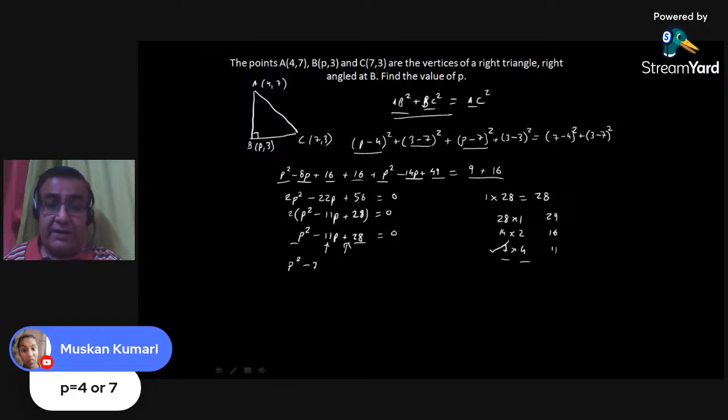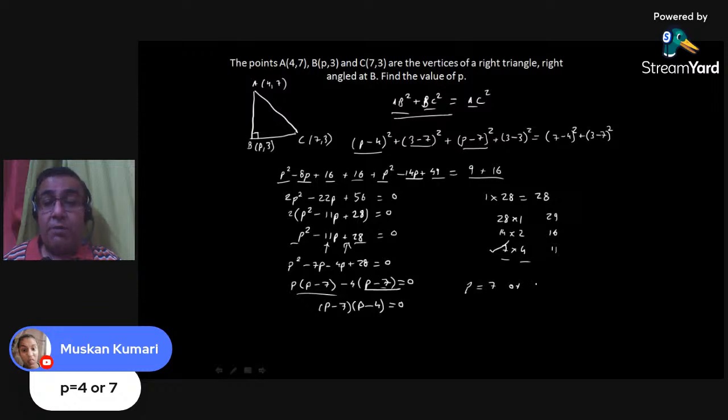P square minus 7p minus 4p plus 28 is equal to 0. That means if we factorize out p, we will be left with p minus 7 here, and we can take minus 4 as common here, and again we'll be left with p minus 7. So p minus 7 is a common factor, so it becomes p minus 7 times p minus 4. That should be equal to 0. That means p should either be equal to 7, or p should be equal to 4.